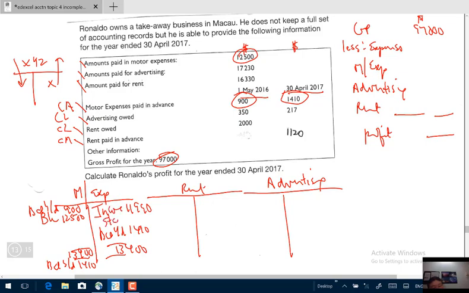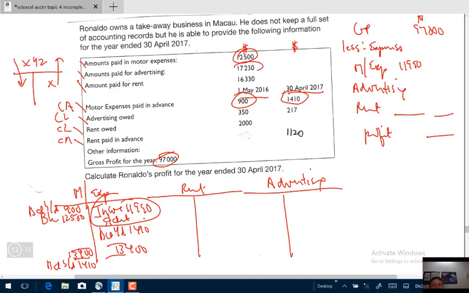And this you have to transfer to the income statement. Hence, here you write income statement. You write this is a missing figure. Basically, you credit your motor expenses, and you debit 11990 here. Got it? So next one, advertising.